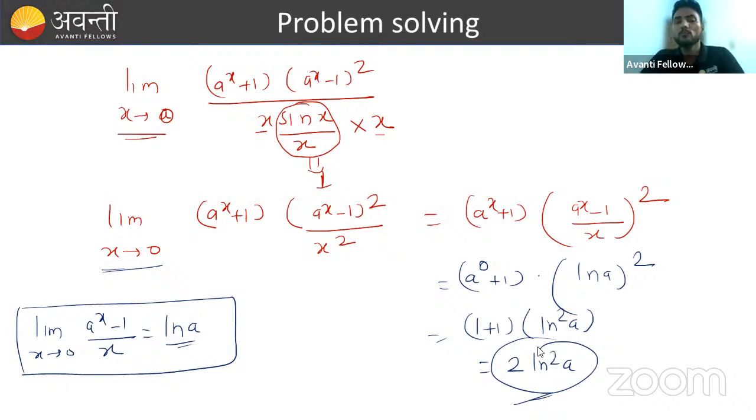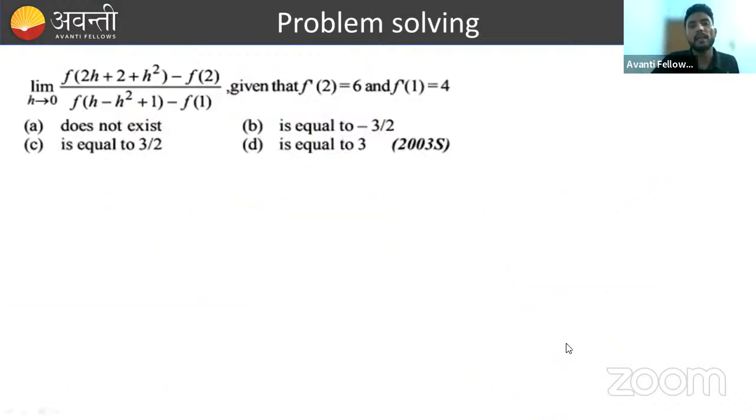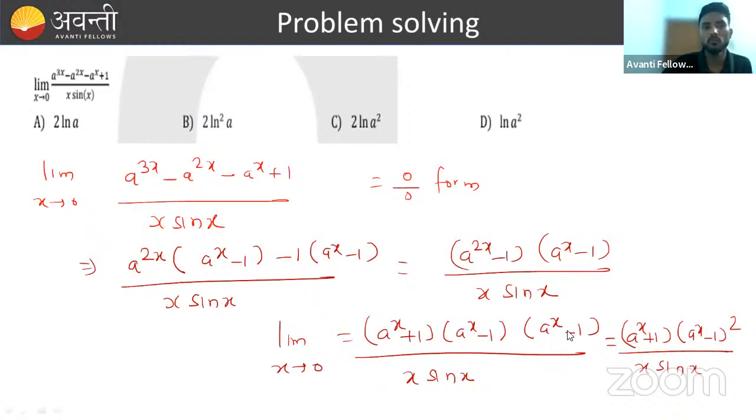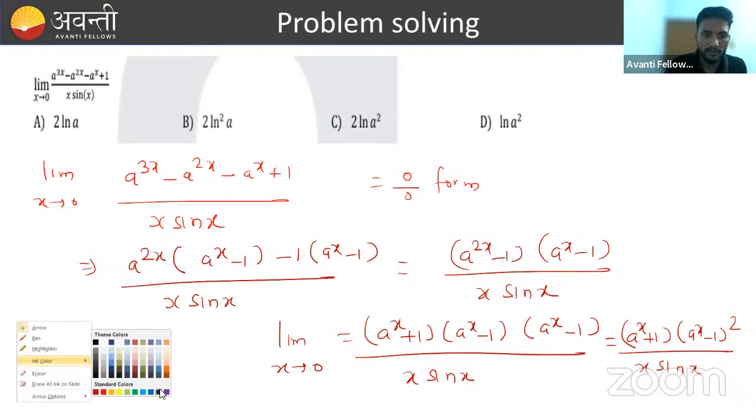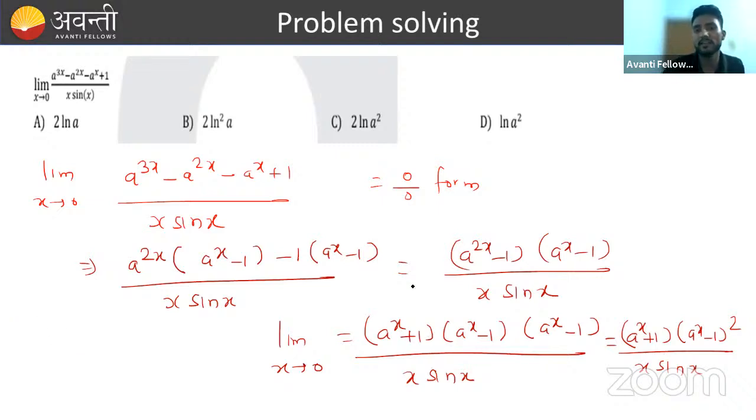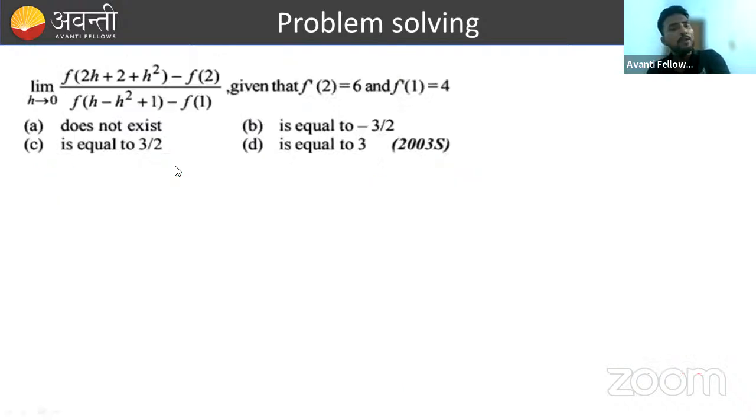Otherwise you can also use the L-Hospital rule, in 0 by 0 form: differentiate the numerator, differentiate the denominator, again put 0. So you will get that for sure, but it is better if you can use this standard format also. Okay, so B is your correct answer. Moving on to the next question, guys.